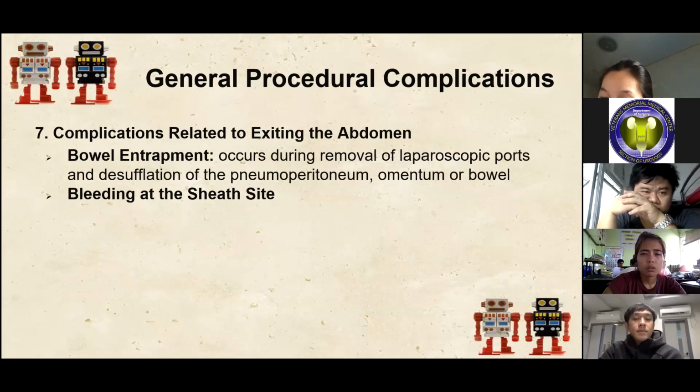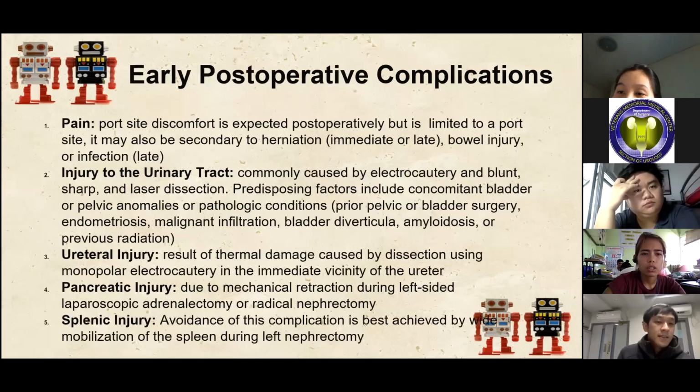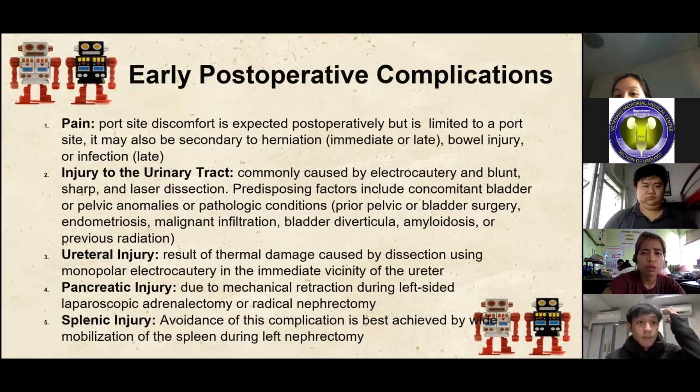Next, we could also have complications related to exiting the abdomen, such as herniation of the peritoneal omentum or bowel, and we could also have bleeding at the sheath site. So in early post-operative complications, pain may occur. Port site discomfort is expected post-operatively.